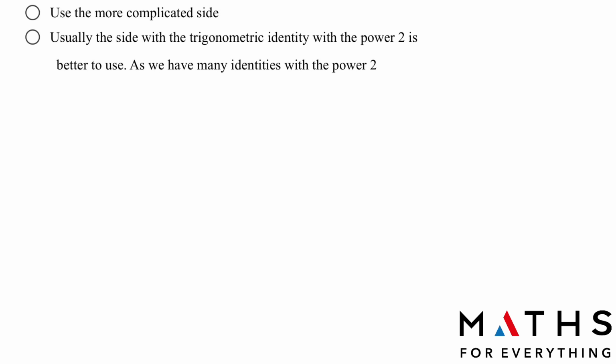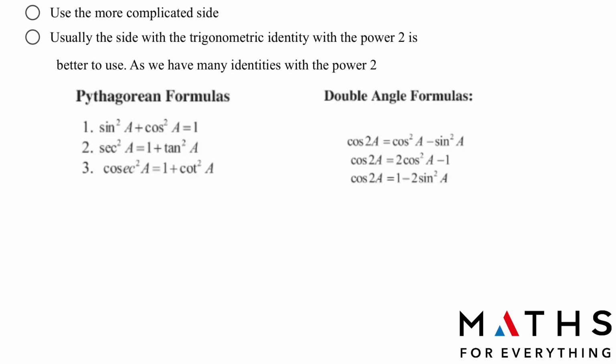Next, usually the side with the trigonometric identity with the power 2 is better to use, as there are many identities that have trig identities with the power 2. For example, we have the Pythagorean formulas: sin square a plus cos square a is equal to 1, sec square a is equal to 1 plus tan square a, and cosec square a is equal to 1 plus cot square a. And also the double angle formula for cos. Each one of them has a square.